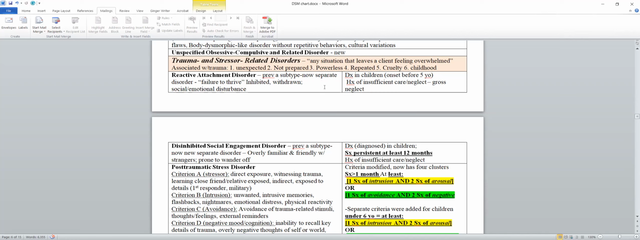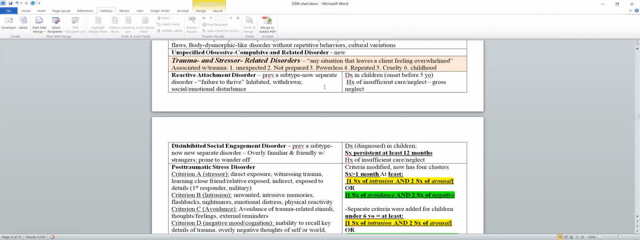Previously a subtype, now a separate disorder, it occurs from the failure to thrive, inhibited, withdrawn social emotional disturbance. Diagnosed in children before the age of 5 years old. So onset is before 5. History of insufficient care, neglect, gross neglect is reactive attachment disorder.